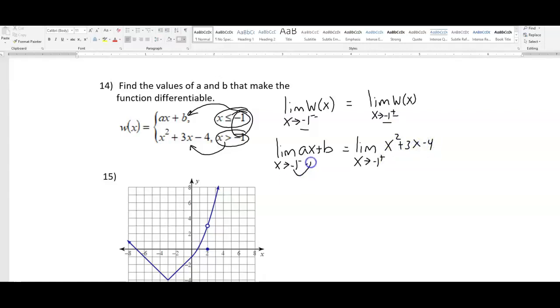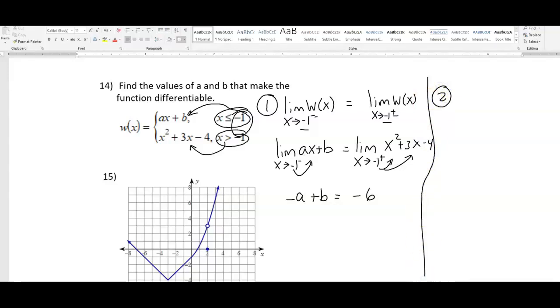And then we do our direct substitution. So plugging in -1, I'm going to get -a plus b. And plugging in -1 here, I'm going to get 1 minus 3 is -2 minus 4 is -6. Okay, so that's one thing you'll need to do. And that just makes sure that the pieces are connecting together. The top piece is connecting to the bottom. But now we need to repeat this process, and we need to make sure that it's also smooth. And so for it to be smooth, we need to do the same thing that we just did, but this time we're going to do it with the derivative instead.